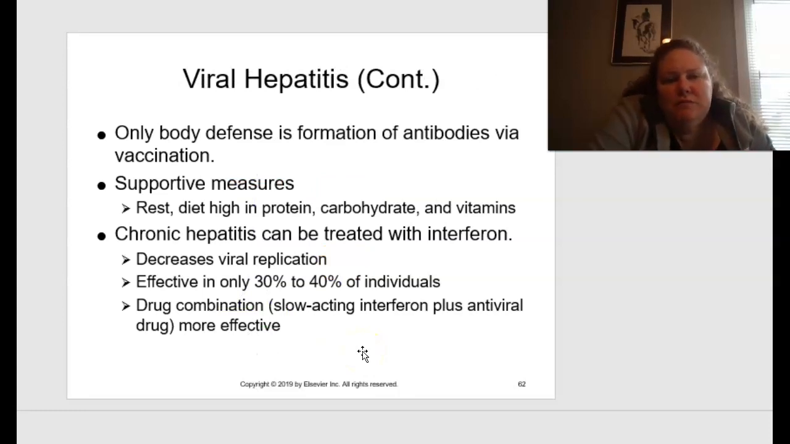The only body defense is the formation of antibodies by vaccination. We also have supportive measures such as rest, diets high in protein, carbs, and vitamins. You can also have chronic hepatitis that can be treated with interferons, and this can decrease their viral replication. This is effective in only 30 to 40% of individuals, and this drug combination, which is a slow-acting interferon plus antiviral drug, is more effective.